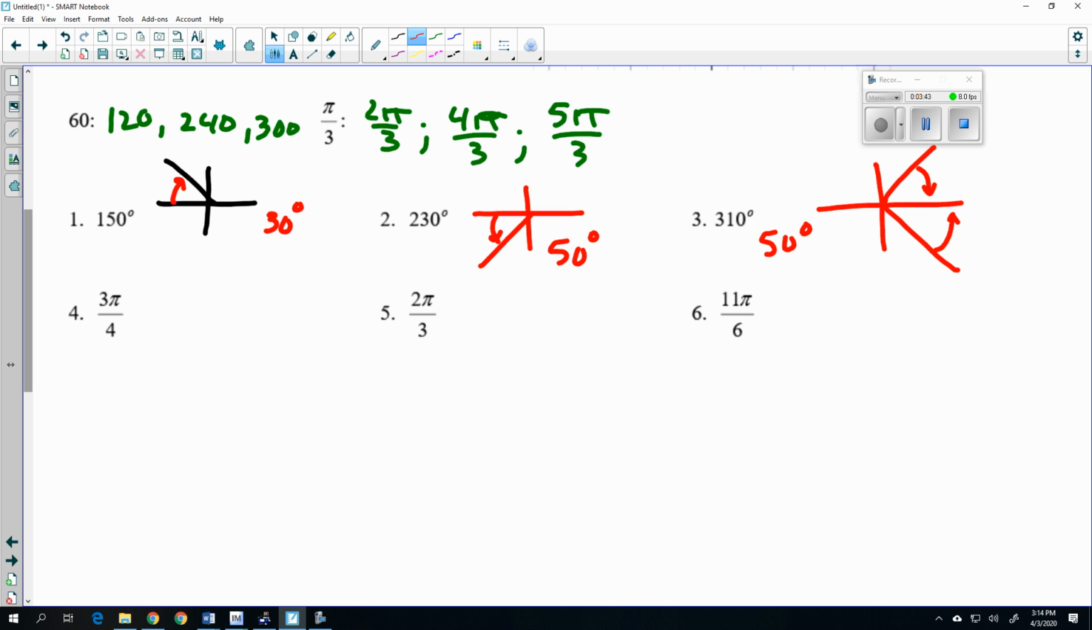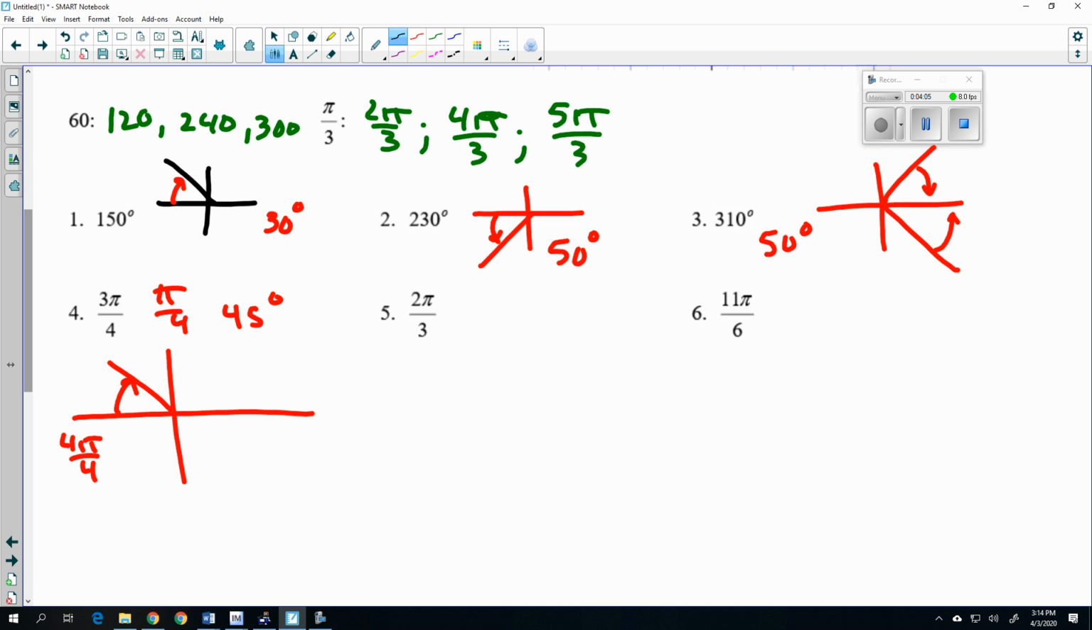Let's try it in fraction form. So again, I'm at a full pi, which is 4 pi over 4, and I went back. So pi over 4 is my reference. And what is pi over 4 in degrees if I want to convert it? Well, now pi is 180. 4 into 180 is 45 degrees.